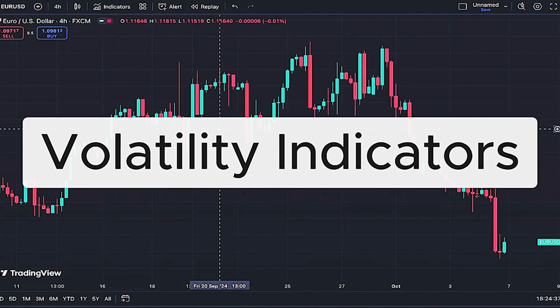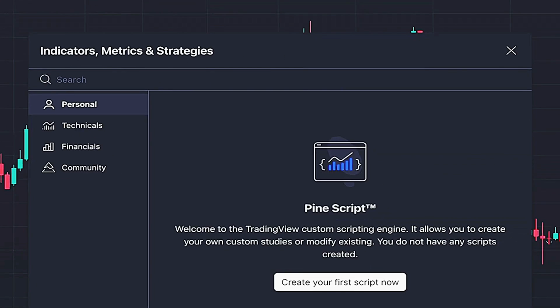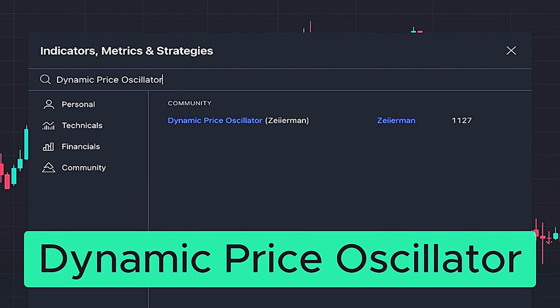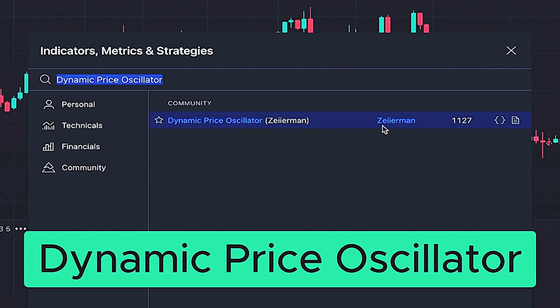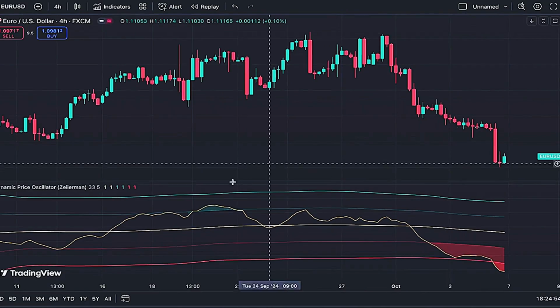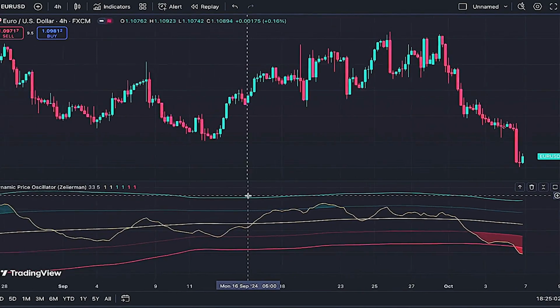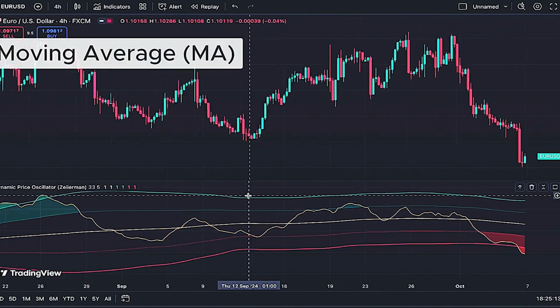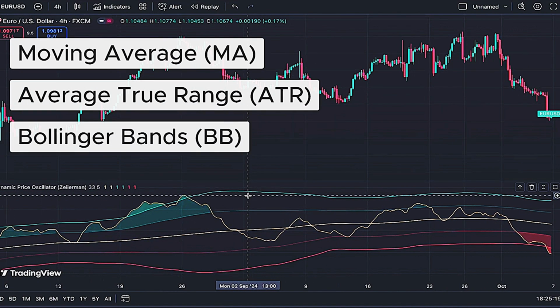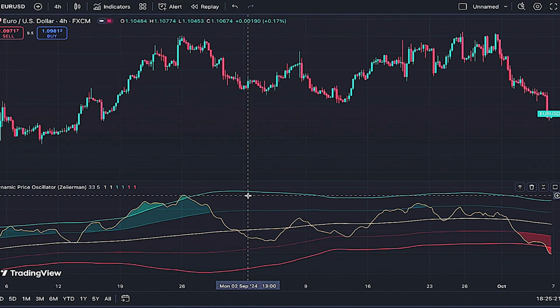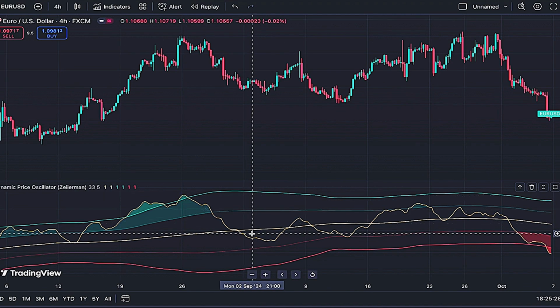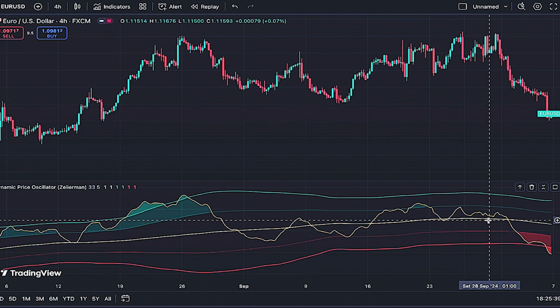Next category, volatility indicators. Here we click on indicators and we search dynamic price oscillator, this one, which is written by Zierman. This indicator is designed for volatility and it is also used for measuring momentum. It is built based on moving averages, ATR, and Bollinger Bands. As you know, Bollinger Bands itself is one of the popular volatility indicators, so if you use Bollinger Bands in your trading strategy, you can also use this indicator, which is built based on Bollinger Bands in the form of an oscillator alongside ATR, which is again a popular volatility indicator.